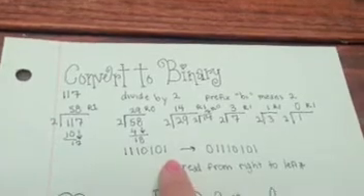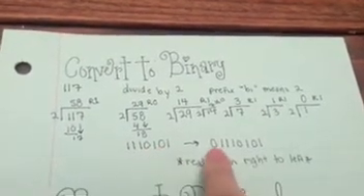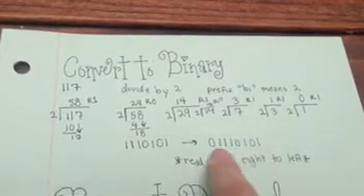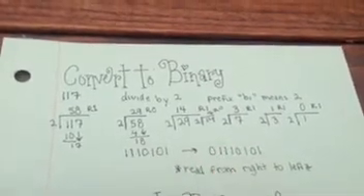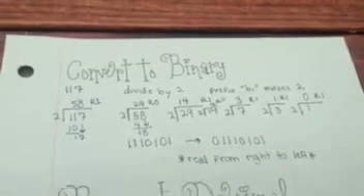A binary number has 8 positions, so I have only 7 numbers here. So I'm going to add a 0 to the front of my number just as a placeholder. So the number reads 0, 1, 1, 1, 0, 1, 0, 1.